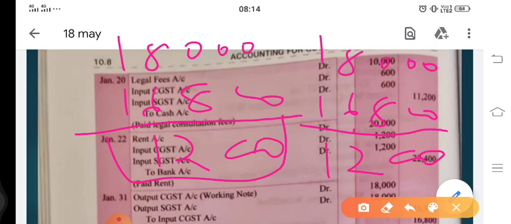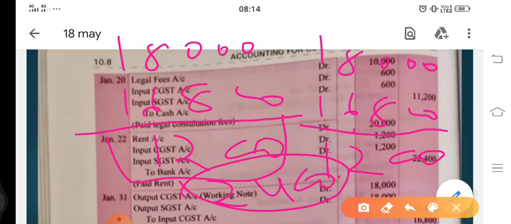So here I am paying 1,200 in case of SGST and 1,200 in case of CGST. So the total amount that I am paying to the government is 2,400, and 2,400 has to be paid to the government through bank. Now let's check our entry.